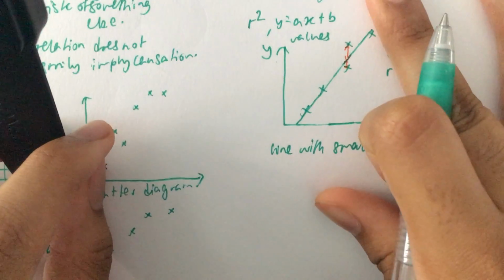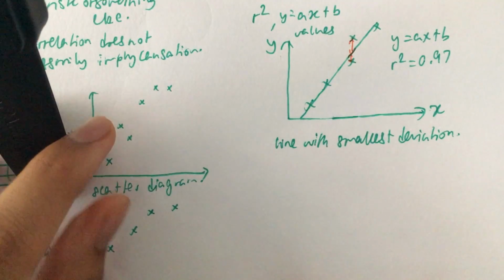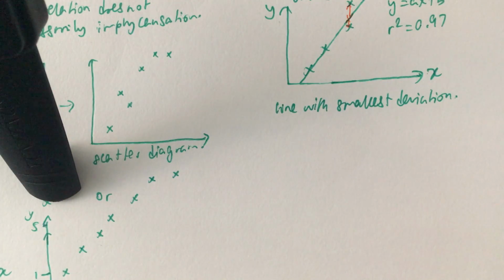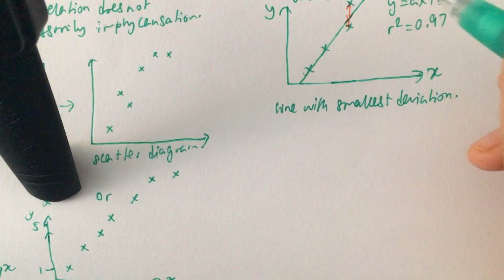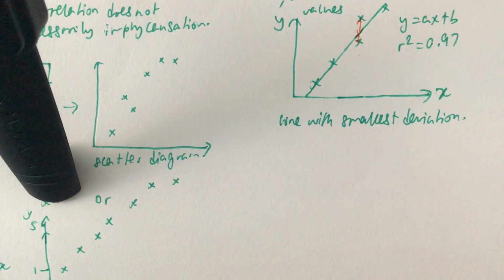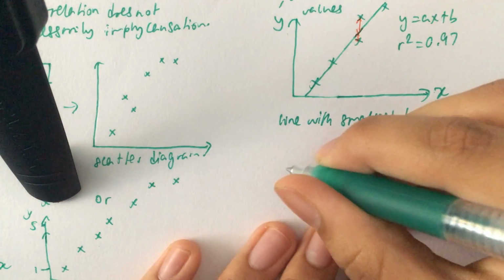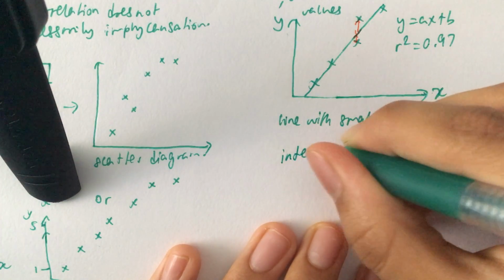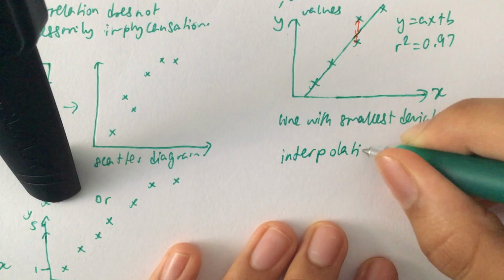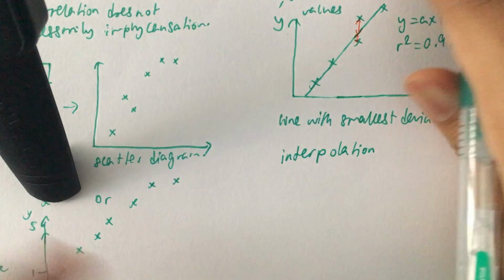Okay, so that equation of that line is what you get from your y equals ax plus b. That's the equation of the best fit line. So now we will look at interpolation and extrapolation. Interpolation is using the line to predict a point within the data set range, in a sense.